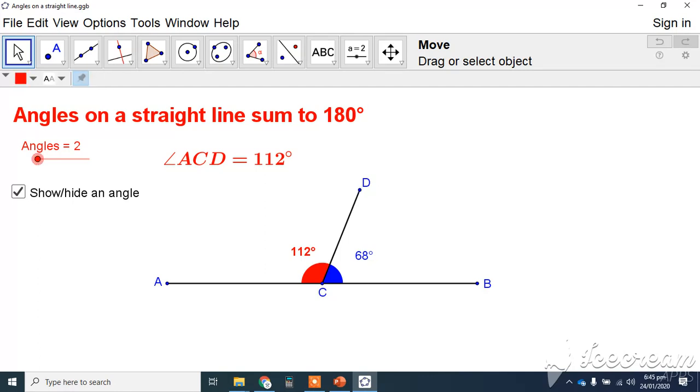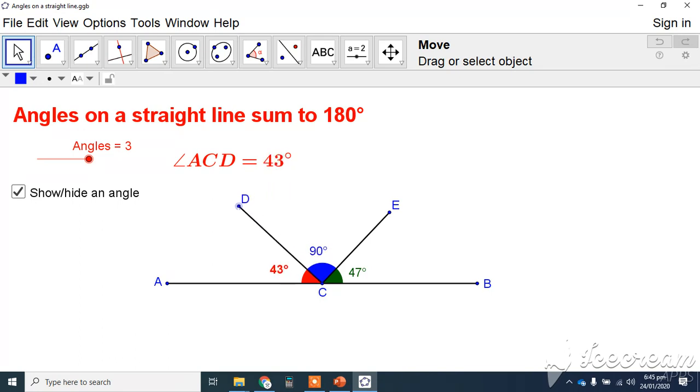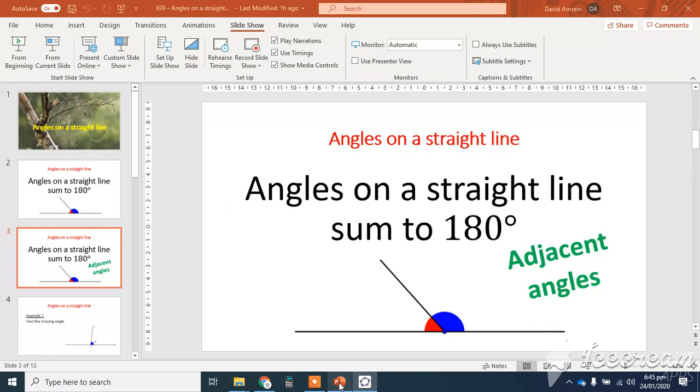If I was to increase it up to three angles, or four or five, you can see that these three angles follow the same rule. These three angles are going to add up to 180 degrees. Doesn't matter where I move them, what I do, they're going to add up to 180 degrees. So that's the key rule here: angles on a straight line sum up to 180 degrees.